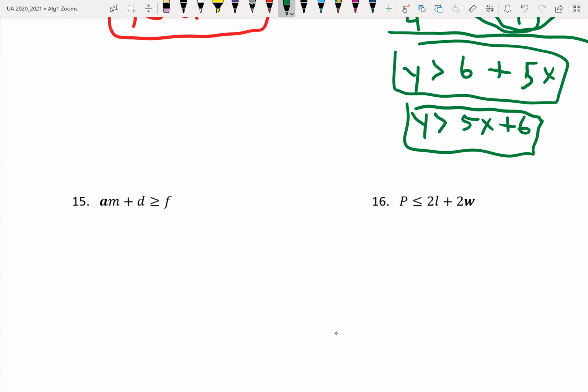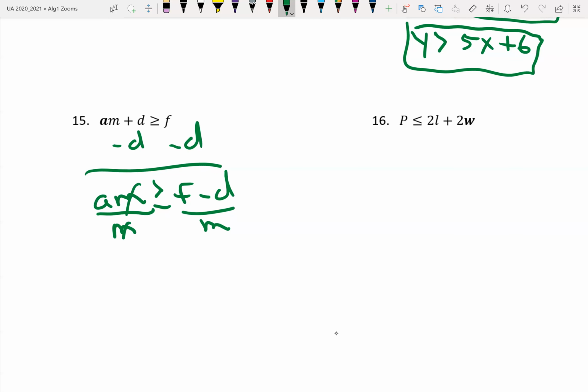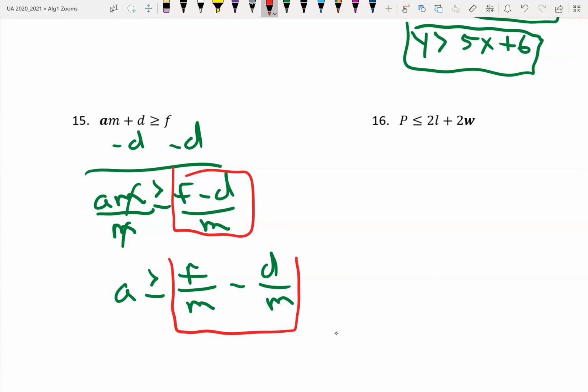Number 15, solving for a. Begin by subtracting d on the left and right. So we have am greater than or equal to f minus d. Solving for a, we will divide by the multiplied factor m. M divides m to leave a, preserving our inequality. This is a totally acceptable way to write it, f minus d over m, or we could break up that fraction. Either of these right side expressions are fine.